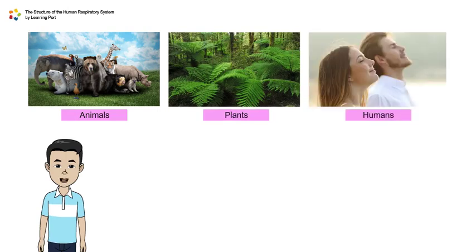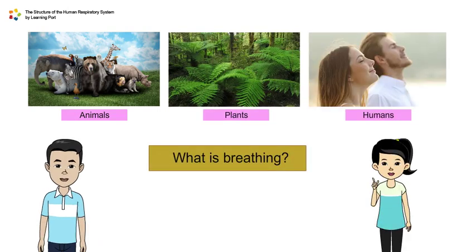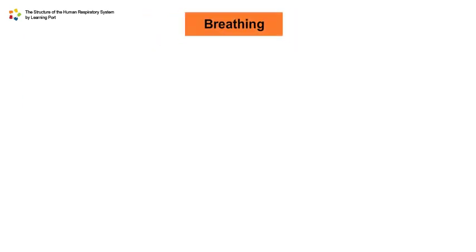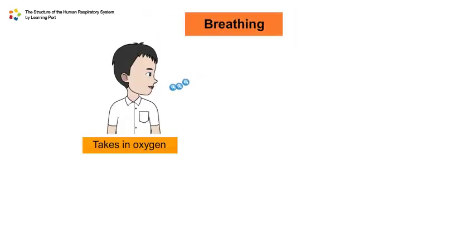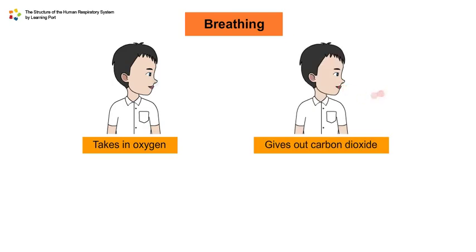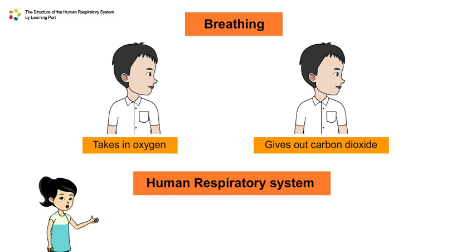Animals, plants, and humans breathe to stay alive. What is breathing? Breathing is the process in which our body takes in oxygen and gives out carbon dioxide. The system in our body that helps us breathe is known as the human respiratory system.